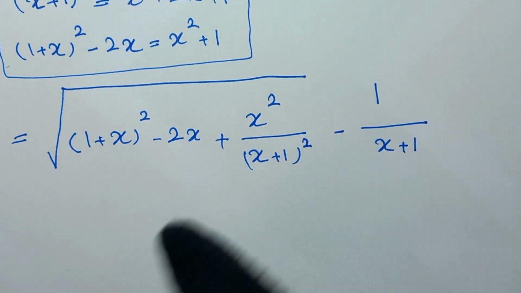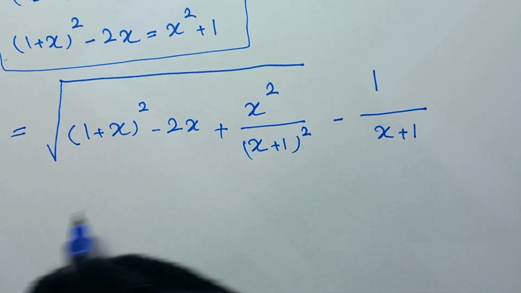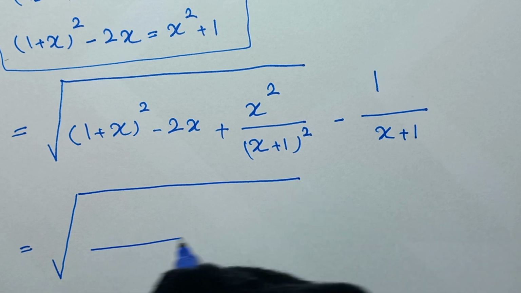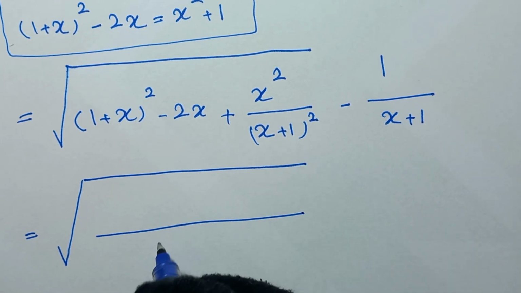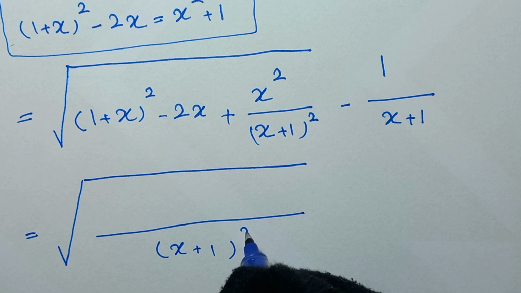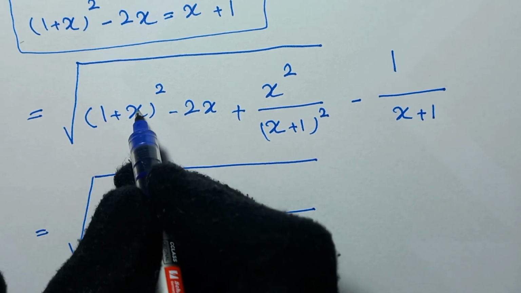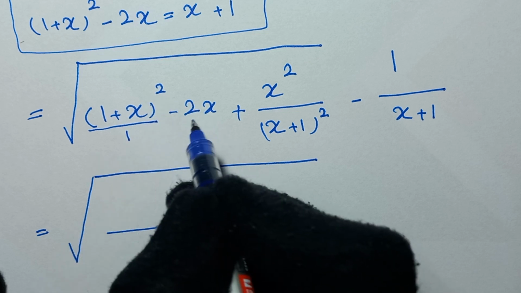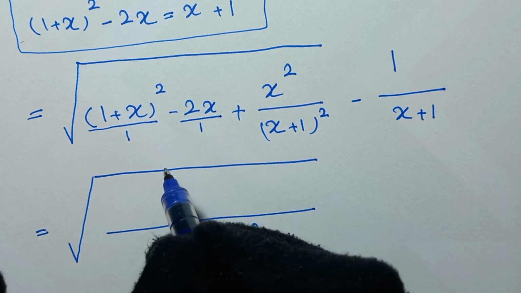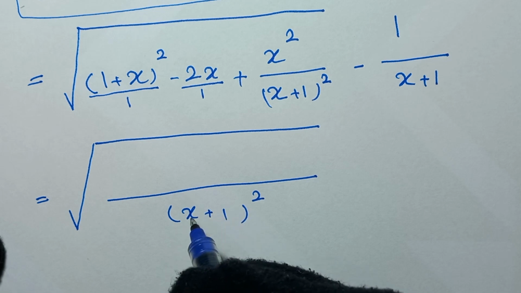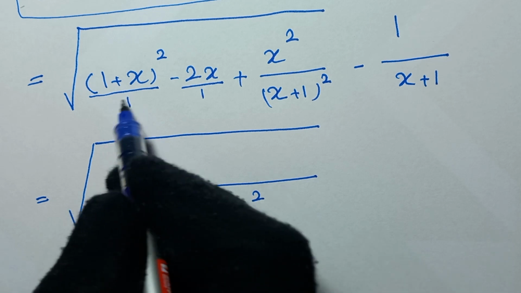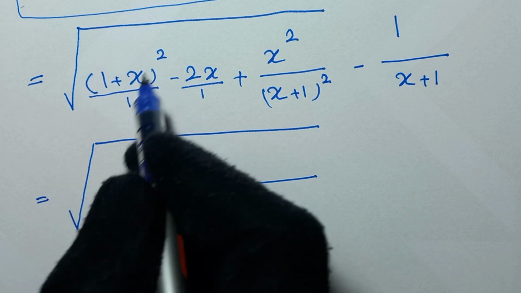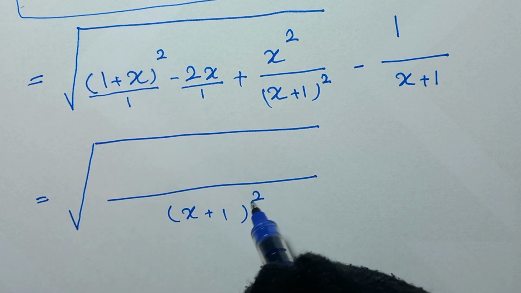And in the next step, we take a common denominator. The square root of, our common denominator is (x plus 1) to the power of 2. So here we have (1 plus x) to the power of 2, which we can write as (1 plus x) to the power of 2 over 1, and also negative 2x over 1. So we multiply this 1 by (x plus 1) to the power of 2, and here we multiply this numerator by (x plus 1) to the power of 2, right?